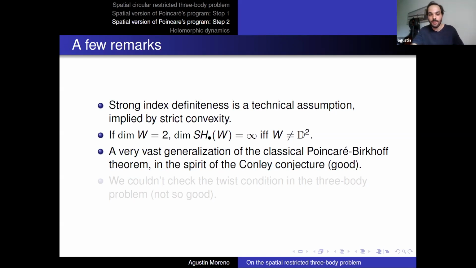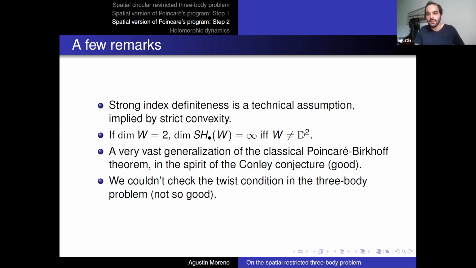This is, of course, a very nice thing, which closes up very different things that have appeared in our field. The not so good thing about the story is that we couldn't actually check the twist condition on the three-body problem, so on the problem that originated the theorem. At this point, I don't really know if the Hamiltonian twist condition is the right definition, in the sense that I can't check it in the problem that originated the theorem. In some sense, we're at the stage where Poincaré said, okay, this should be a theorem, and then someone proved it, and then 50 years later, someone found the orbits.